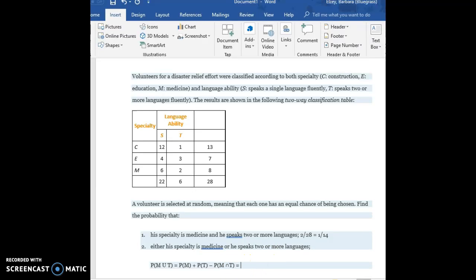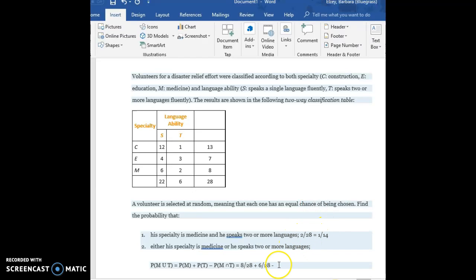Okay, so the probability that someone has a specialty of medicine, well, let's notice there's 8 people total with a specialty of medicine out of the 28. The probability that someone speaks 2 languages or more, well, there are 6 people who speak 2 languages or more, 6 out of 28. And the probability that they are both a person who does medicine and they speak 2 or more languages. Well, we found that right up here.